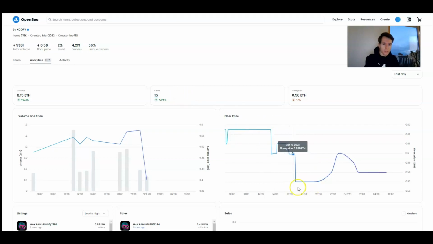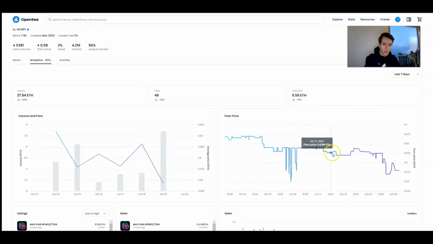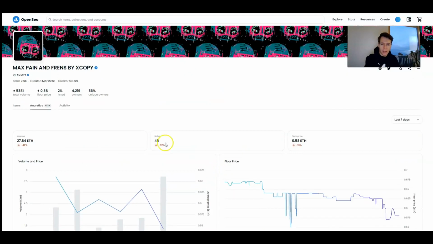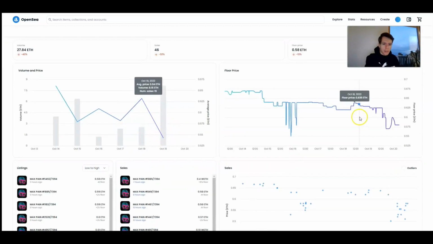So floor price, you can see here. Now, this is a line graph, and it's showing the last, let's say 7 days, just so it's a little bit easier, the floor price, right? You can see it's around 0.57, 0.58 right now. I don't know if you saw my video yesterday, but I actually picked one of these up for 0.52, I think. It was around 0.6, and it's gone to about 0.58 now.